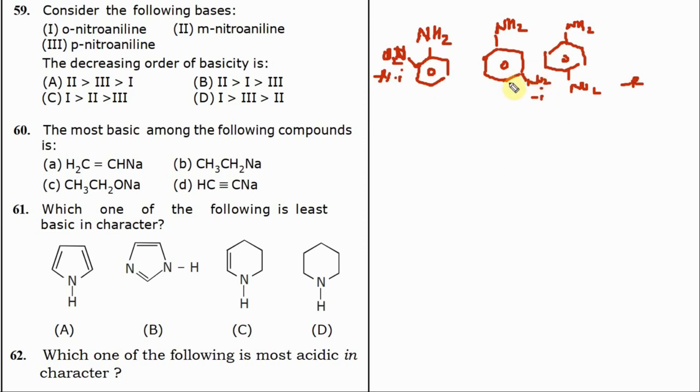So obviously meta is the best in terms of basicity, because pulling the electron in is through minus I only. Para is next followed by ortho. So it is going to be alpha. The most basic among the following. What you want to know here is you have to come out of your comfort zone.